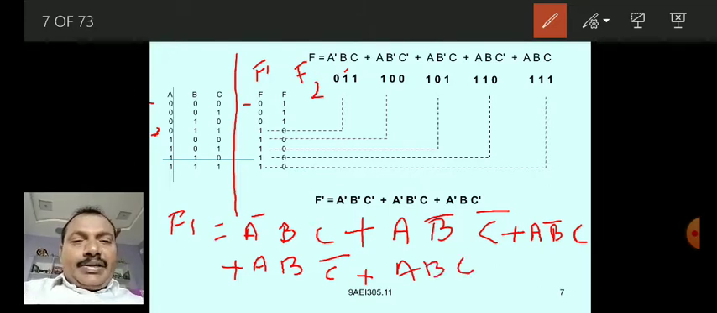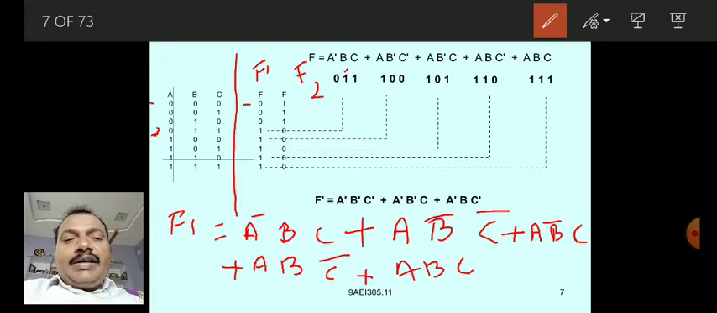So how many minterms are there? How many products are there? Total 5 products, 5 minterms. Each minterm value always will be 1. So this is F1, and this is called SOP, sum of products form expression. This is the canonical SOP form, because each minterm has all literals. That is an important point you have to remember.